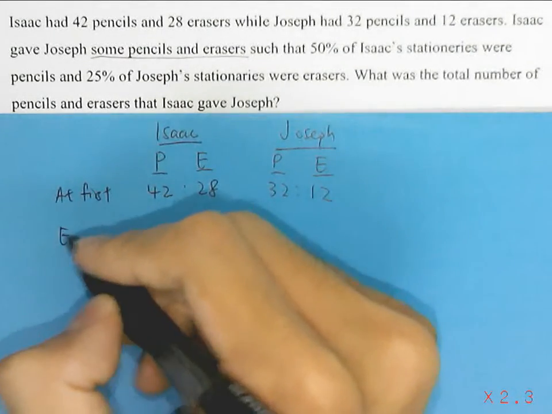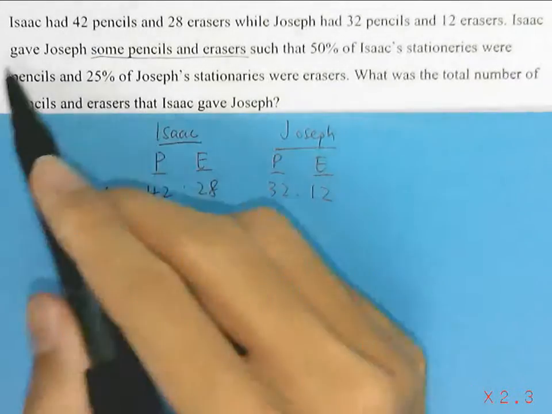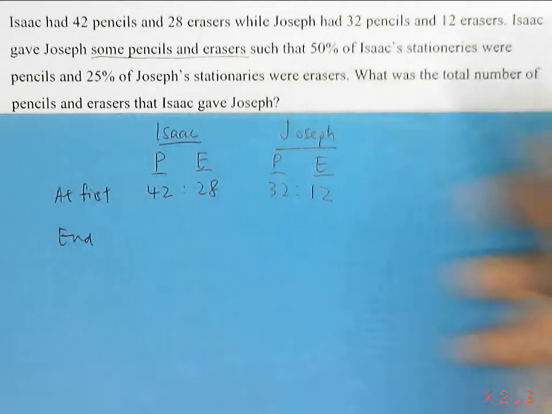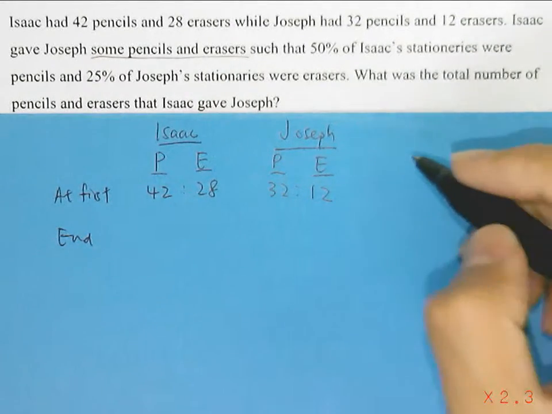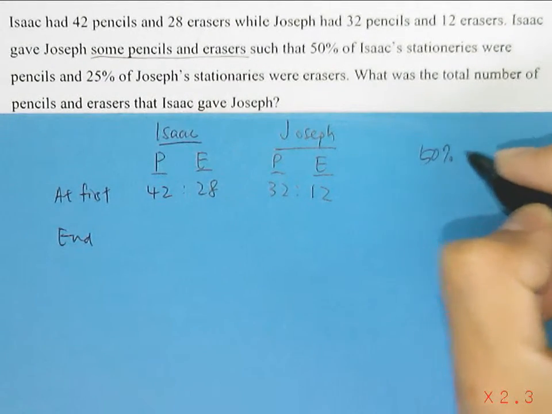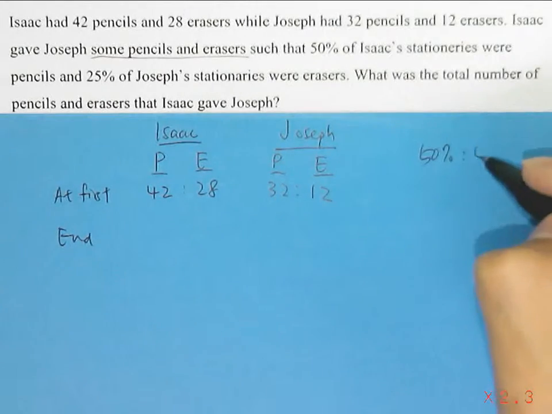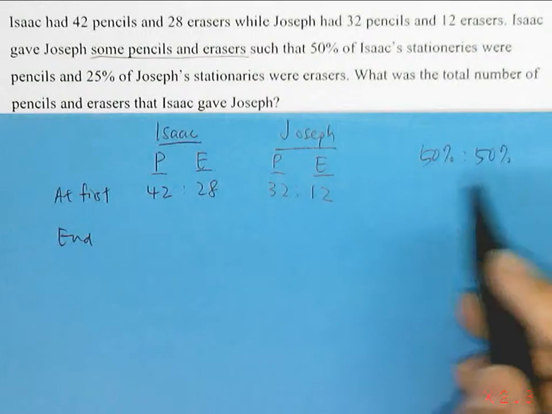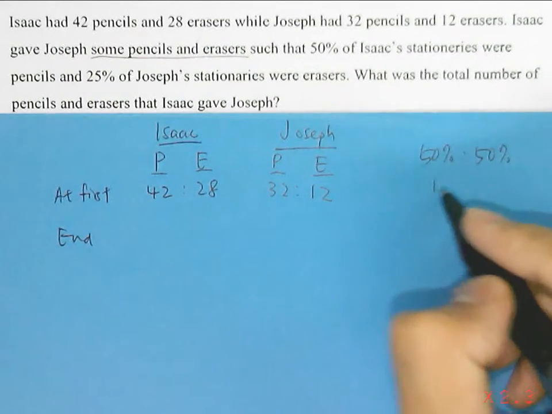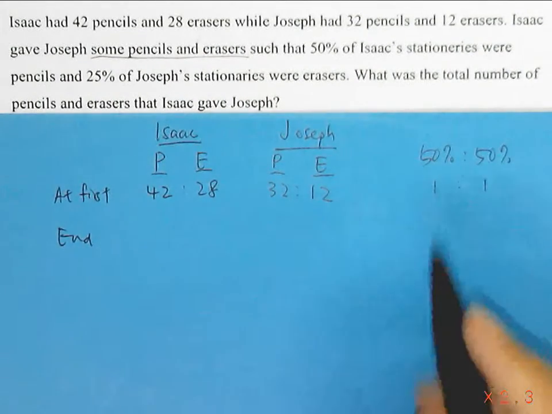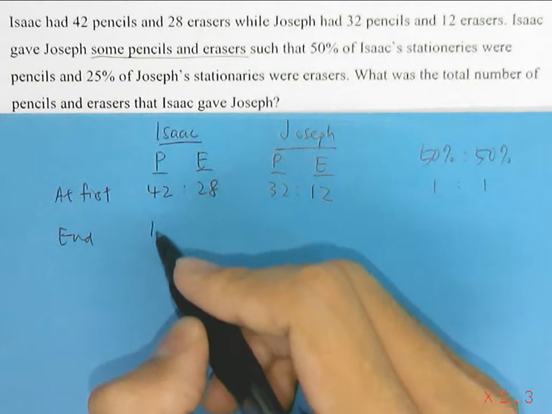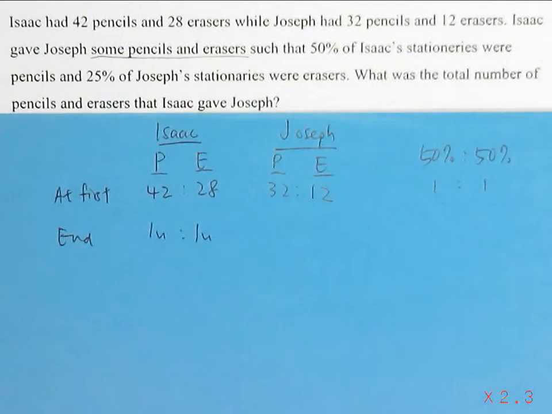Well, in the end, after Isaac gave Joseph some pencils and erasers, 50% of Isaac's stationaries were pencils. So if 50% were pencils, the remaining 50% would then be erasers. So this ratio of 50% to 50% can be simplified into 1:1. So we can transfer this ratio into Isaac's end number of stationaries, which will be 1 unit to 1 unit.